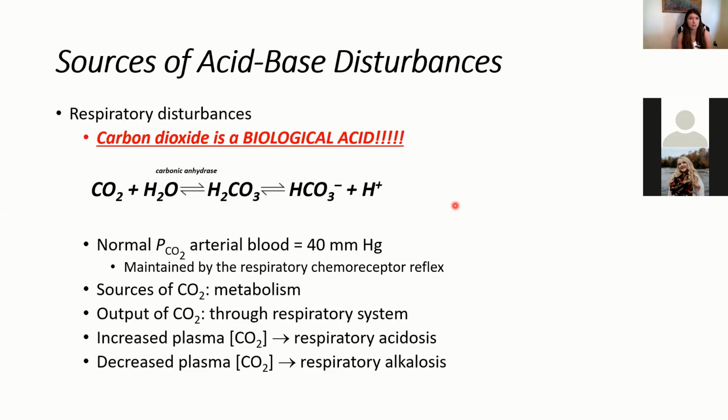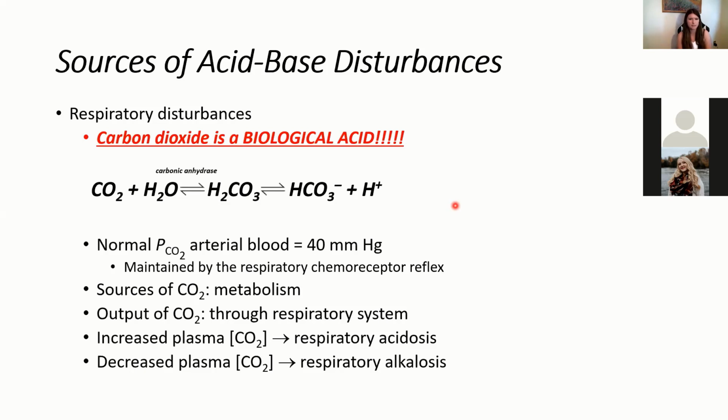Other sources of carbon dioxide include metabolism. So as you break down glucose, you're going to create carbon dioxide. So that's a place you could get carbon dioxide in your arterial blood. And the output is supposed to be through the alveoli, right? So since carbon dioxide is a biological acid, if we're increasing the plasma content of carbon dioxide, we're going to end up in what we call respiratory acidosis.